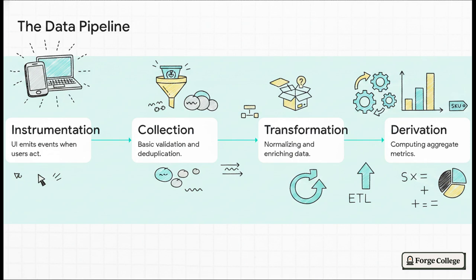Then, in Step 3, the data gets transformed, normalized, and enriched. Think of this like turning a raw product ID into a proper canonical SKU. Finally, it hits Step 4, metric derivation, where ETL jobs compute your conversion rates. When we look at A/B experiments across our Forge College programs, we're usually staring at the output of Step 4. But if Step 1 isn't absolutely flawless, the whole thing falls apart.